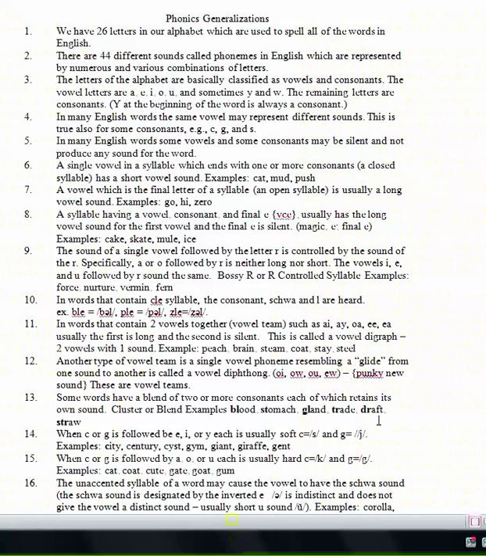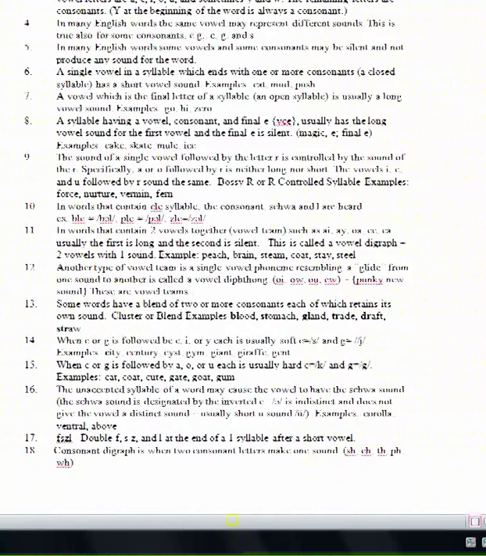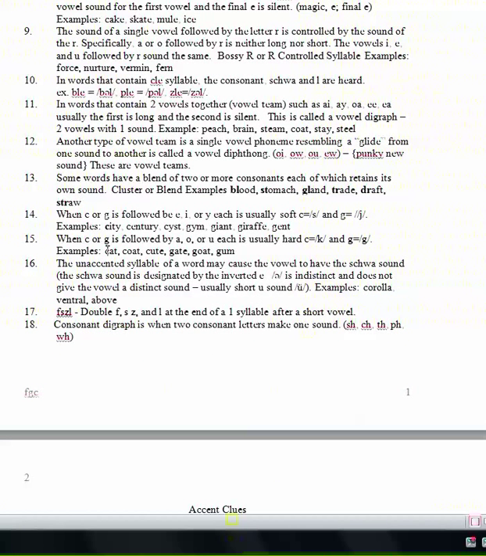15. C or G can also make the hard sound. When C or G is followed by A, O, or U, known as the fat vowels, it makes the hard sound. The hard sound of C is k, which is the K sound. The hard sound of G is g, which is the G sound. So C says k in cat, coat, cute, and G makes the hard sound in gate, goat, gum.